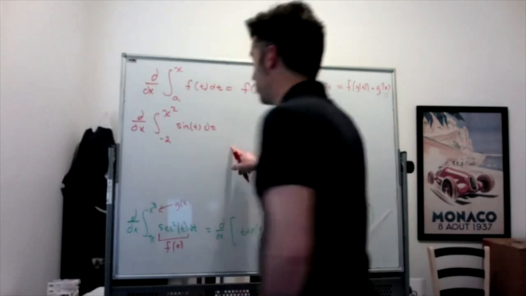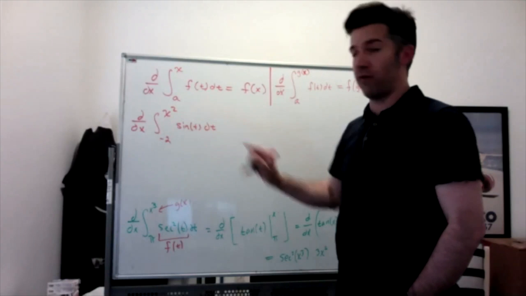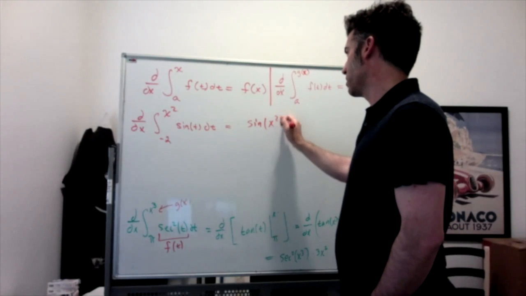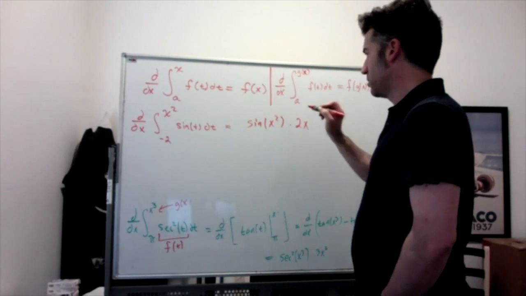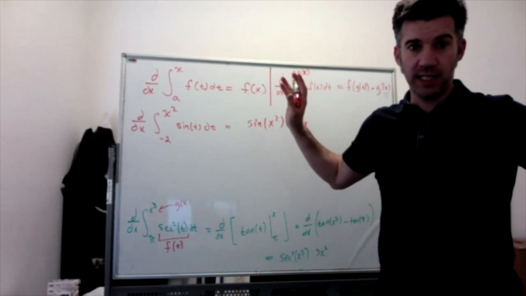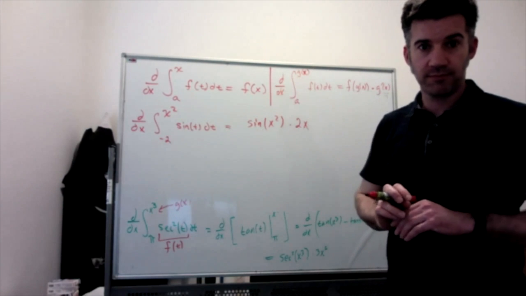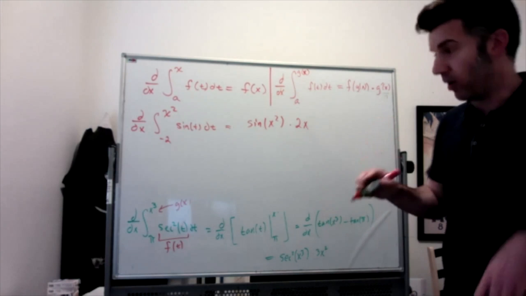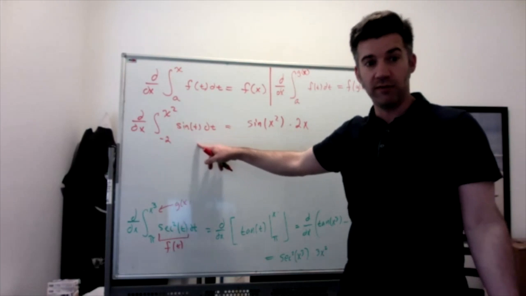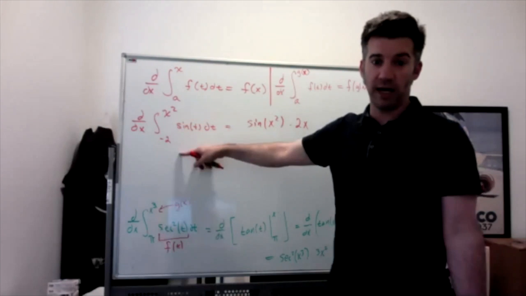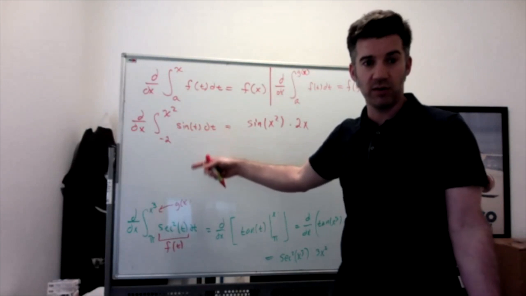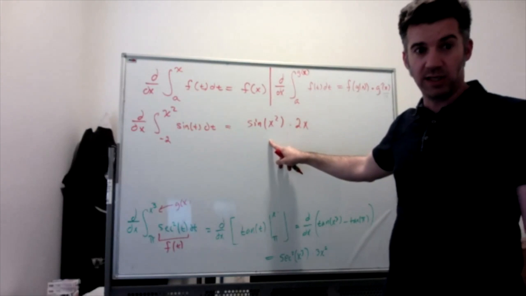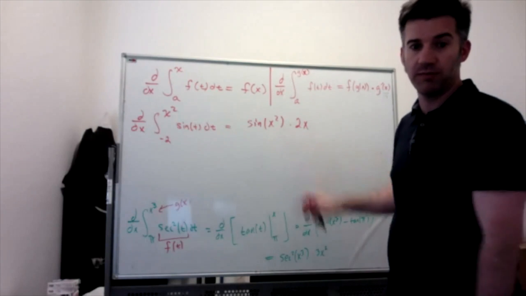Whereas the short way is just be like, I'm going to plug in x squared for every instance of t. So I'm going to get sine of x squared times the derivative of x squared. Done. That's it. Now, for this problem, we could do it the long way, where you anti-differentiate this, you get negative cosine of t, you plug in the limits of integration, you get negative cosine of x squared minus cosine of -2. And then you differentiate that and you get exactly sine of x squared times the derivative of x squared.